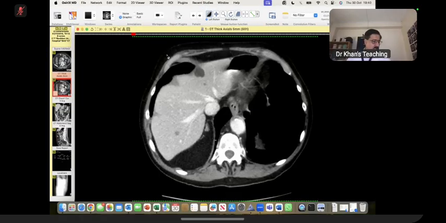Okay, this is a 68-year-old male with pain epigastrium. Over to you.